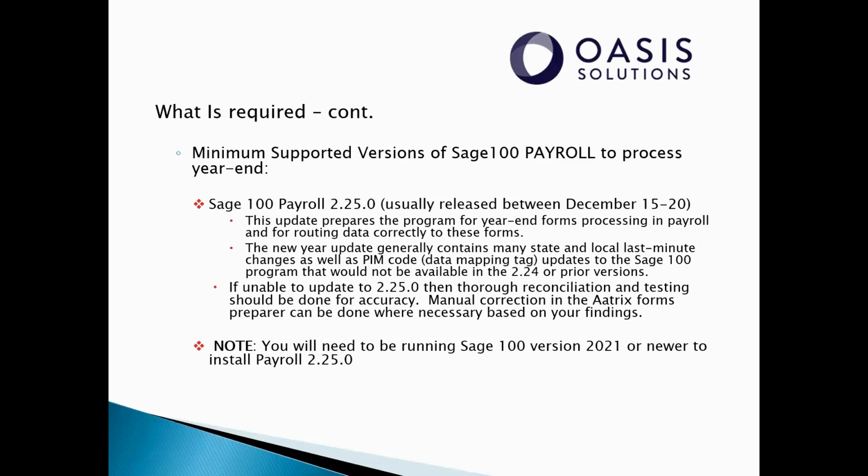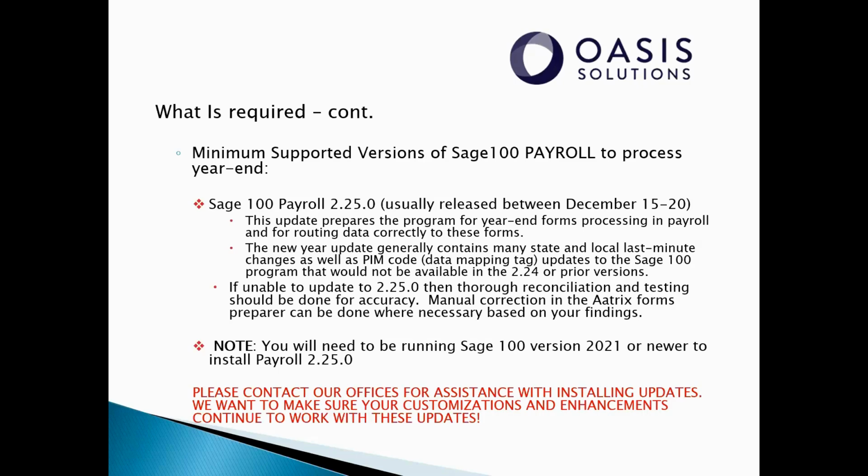In order to even install Payroll 2.25.0, you do need to be on Sage 100 version 2021 or newer. So just keep that in mind as well. And as always, we don't want you to break any customizations or enhancements that you may have by installing this on your own. So we do highly recommend that you contact our offices to help with your installations. We just want to make sure that you have the continuity with your customizations and enhancements, and to make sure it's seamless and you're not breaking something just by doing the installation.